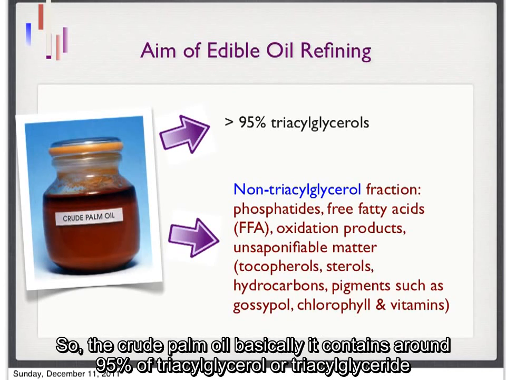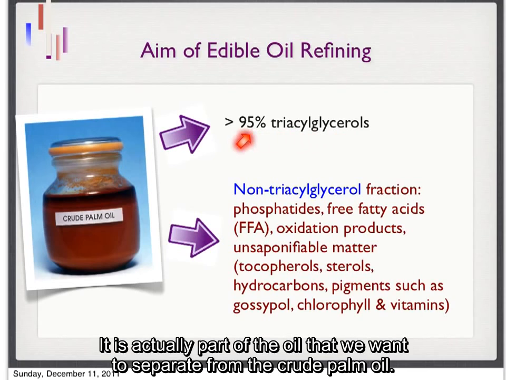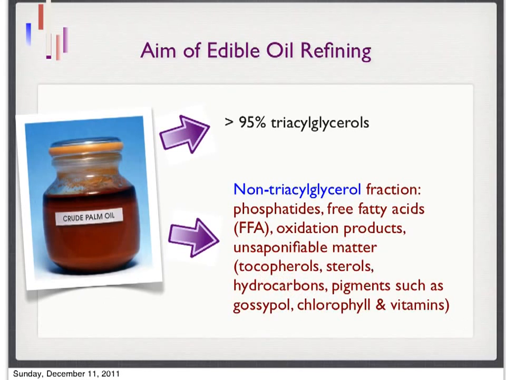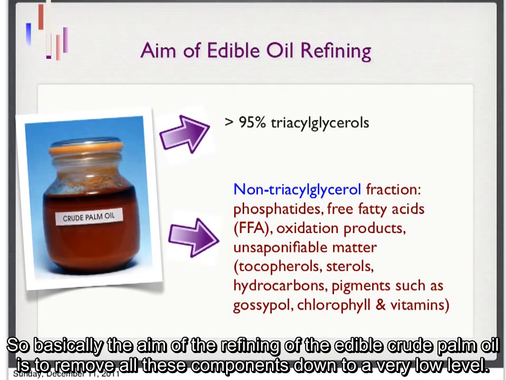So the crude palm oil basically contains around 95% triacylglycerols or triglycerides. This is the actual part of the oil that we want to separate from the crude palm oil. And there are about maybe 5% or less of the non-triacylglycerol fraction, which consists of a mixture of phosphatides or the gums, free fatty acid, FFA, oxidation products, and other things. So basically the aim of edible oil refining or crude palm oil refining is to remove all these components down to a very low level.